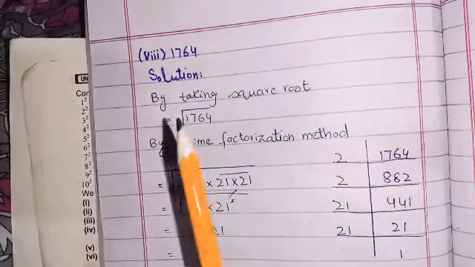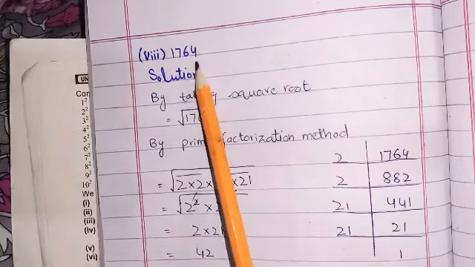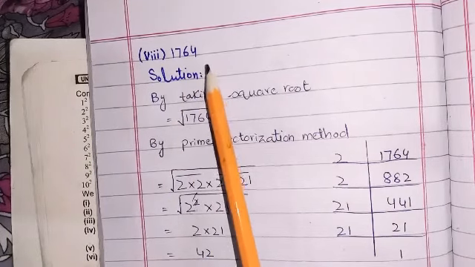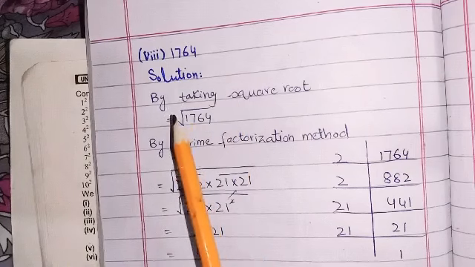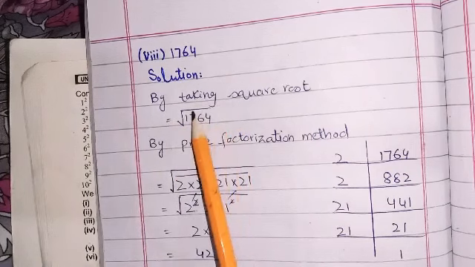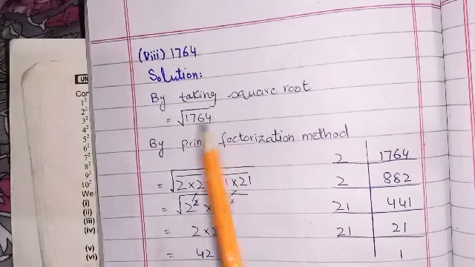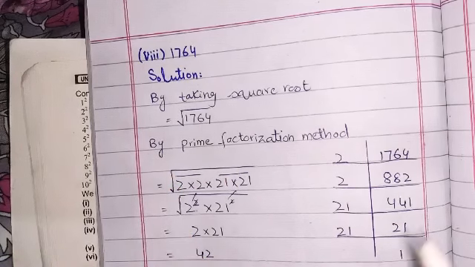Now students, here is our part 8, 1764 given to us. We have to find out the square root of the number. First we will write by taking square root of 1764. Now students, we will find out the prime factors of the number.